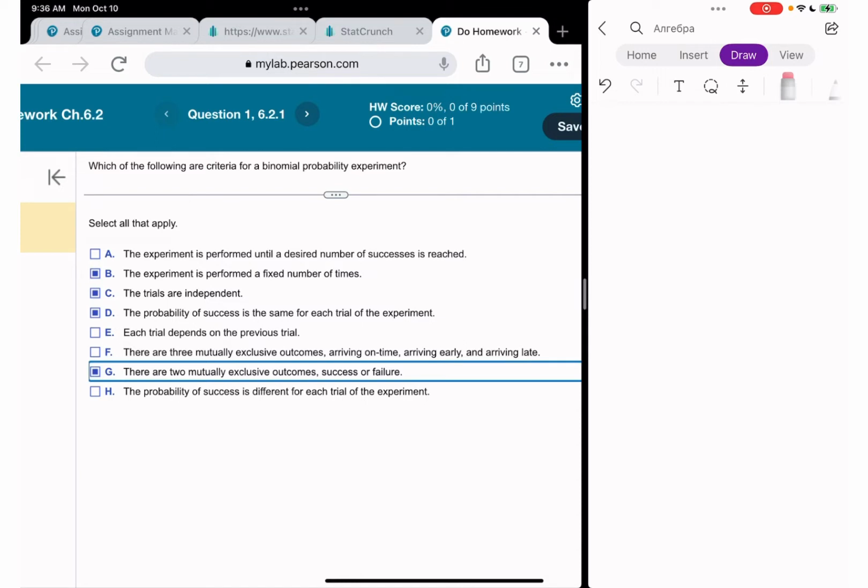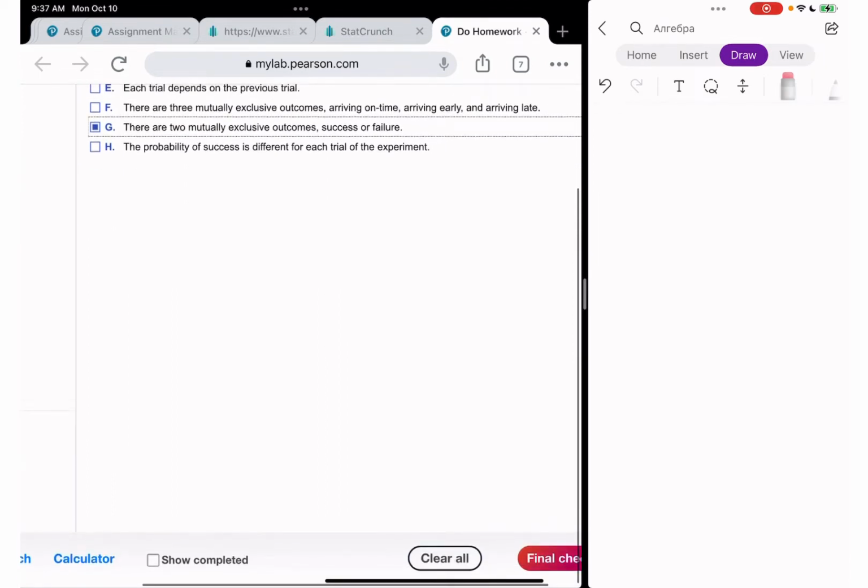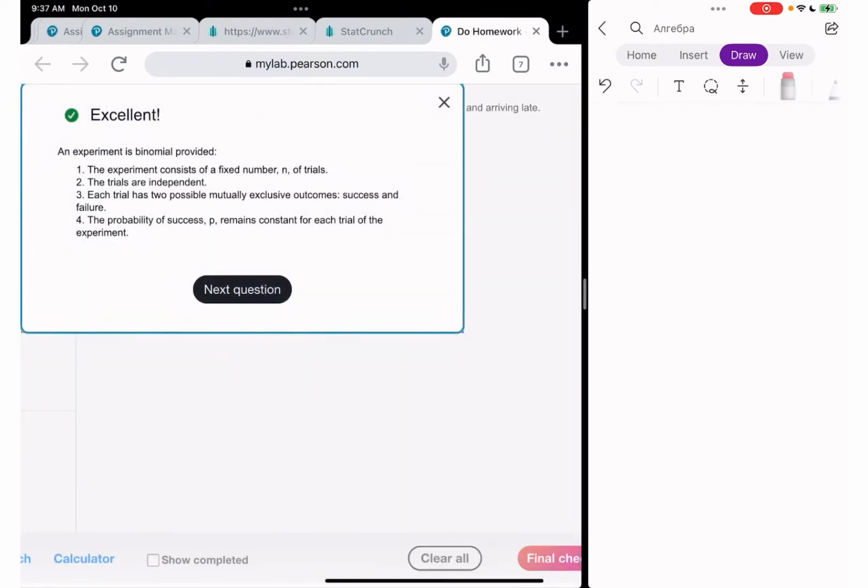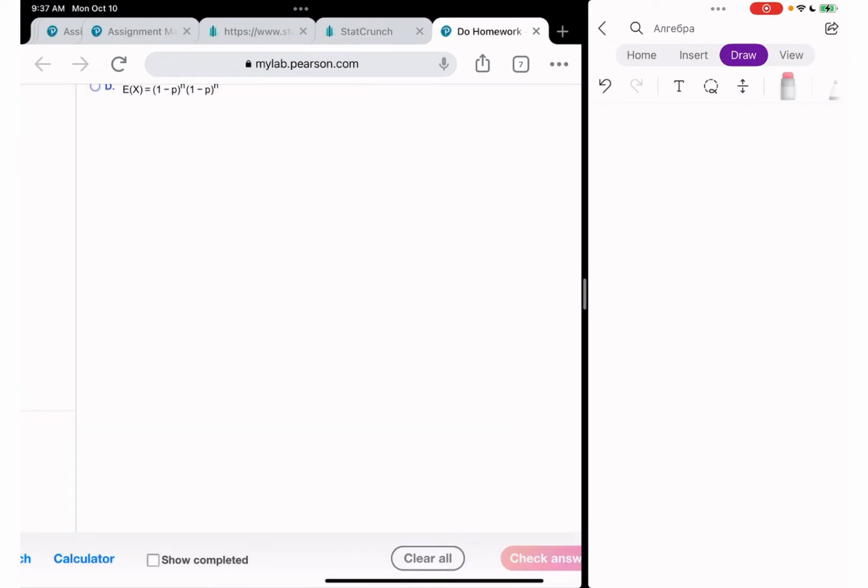What does that mean? Success is not literally a success. Failure can also be a success if it's the subject of our interest in the word problem. For example, if we want to find the probability that a computer the school received will fail, whatever failed, we can take as a probability of success because it's the subject of our interest. All right, so let's check it. Bingo. Moving to the next question.